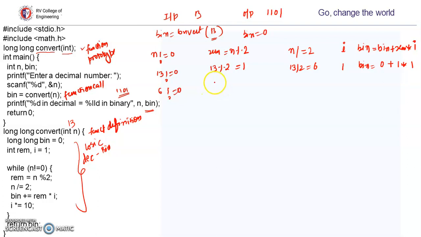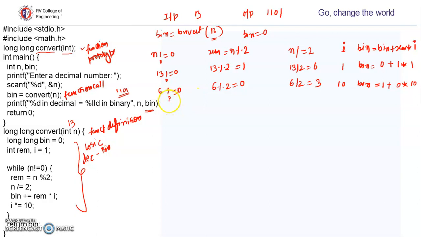So then 6 % 2, remainder will be 0, and 6 / 2, quotient will be 3. Okay, and for the i value, we are saying i is equal to i into 10. So now i was 1, so i value becomes 10 now, and now bin will be bin plus remainder into i. So what is bin? 1. What is remainder? 0. And what is i? 10. So this will be 1 only.